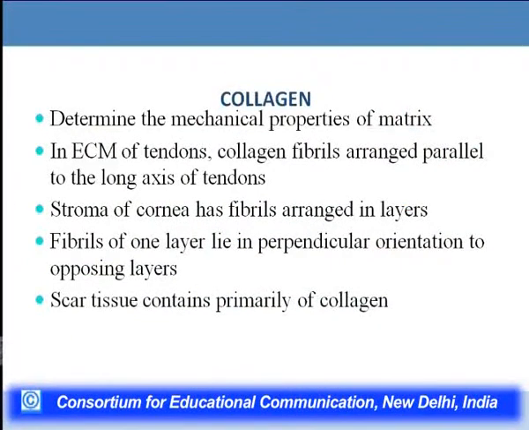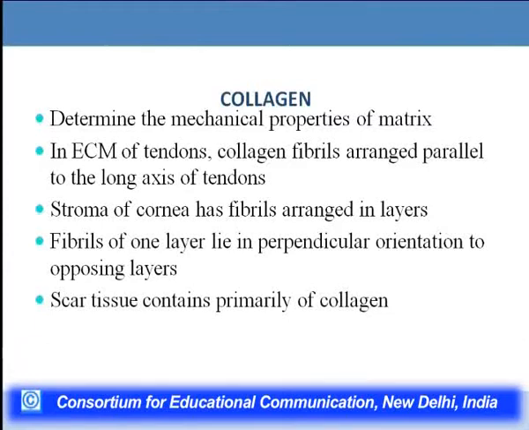Apart from existing in staggered fashion, there are linkages between the collagen fibrils through lysine and hydroxylysine amino acid residues, and this provides a great mechanical strength to the collagen fibril. Now, the type of collagen fibril present in the matrix decides the mechanical properties of the matrix. For example, tendon, which is a connective tissue, has collagen fibrils arranged in parallel orientation to the long axis of the tendon, which provides a high tensile strength to this connective tissue.